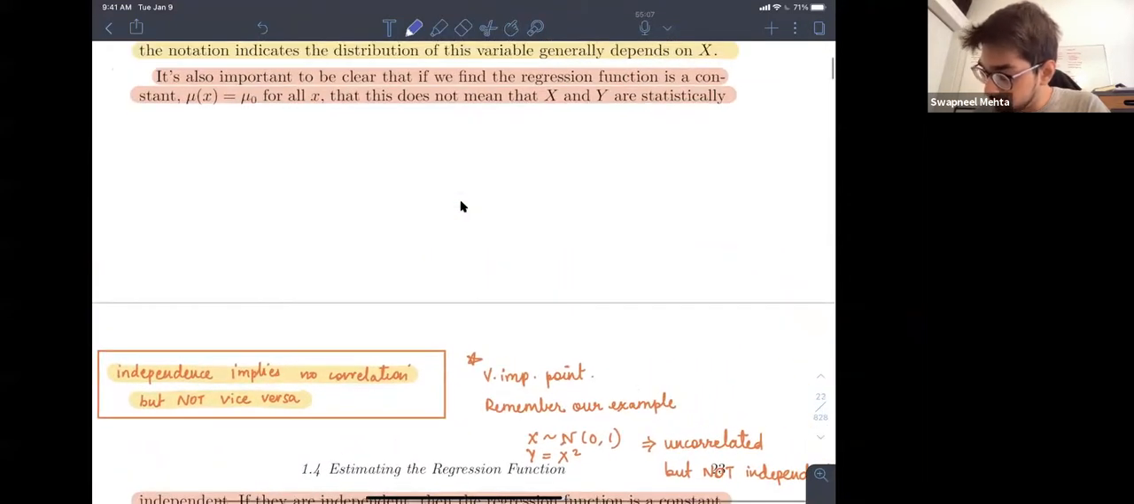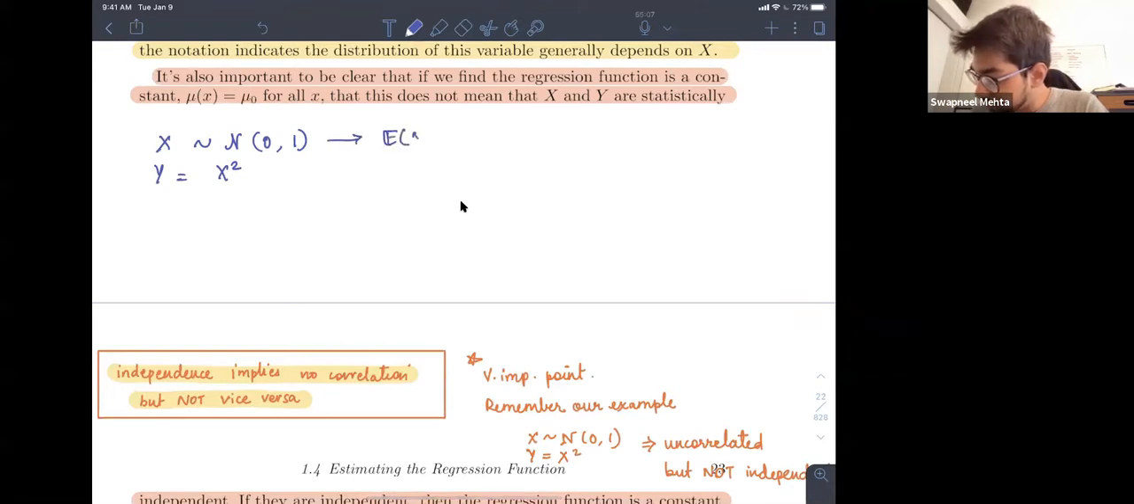And the simple example is this: if you draw x from a normal distribution, which has 0 mean and variance 1, and if you say y is equal to x squared, okay, by variance 1 and mean 0, we mean that expected value of x is equal to 0 and expected value of x minus expected value of x, the whole square, is equal to 1. This is the definition of the first and second moments respectively. In this case, we can substitute this is 0, so this boils down to expected value of x square.